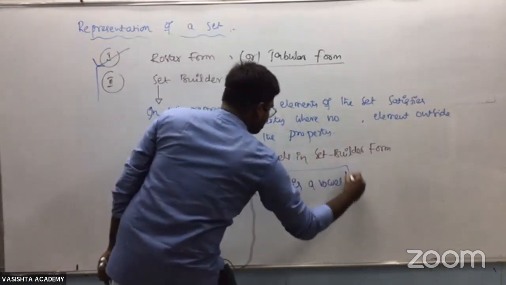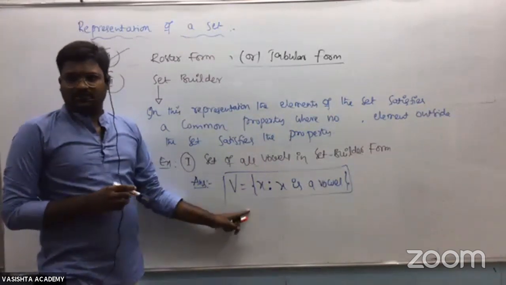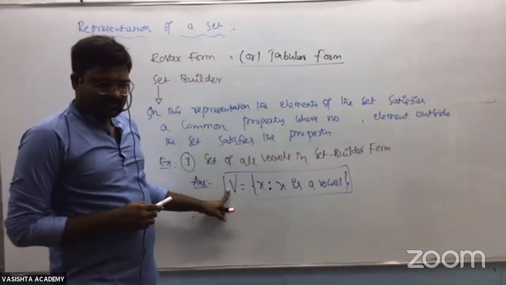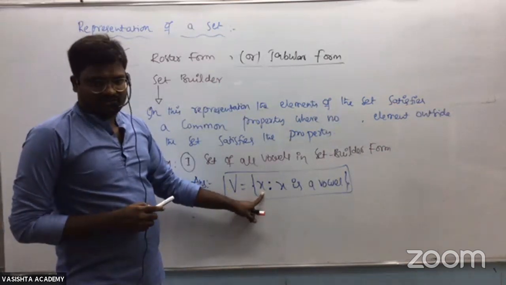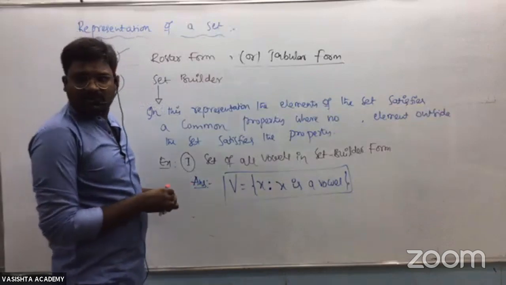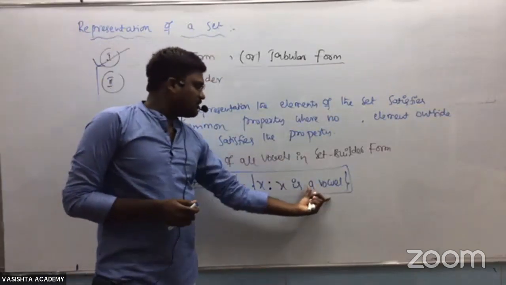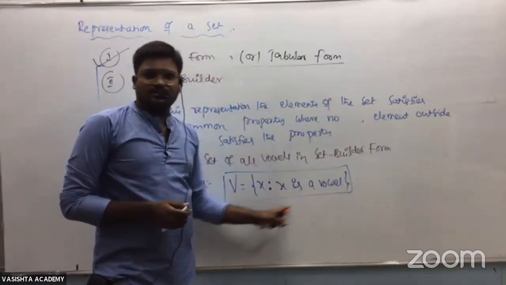So this is the set builder form. You understand my point? I am taking V as the set of all x such that x is a vowel. So what is the common property here? x is a vowel. Understood? So every element of this set satisfies this property.